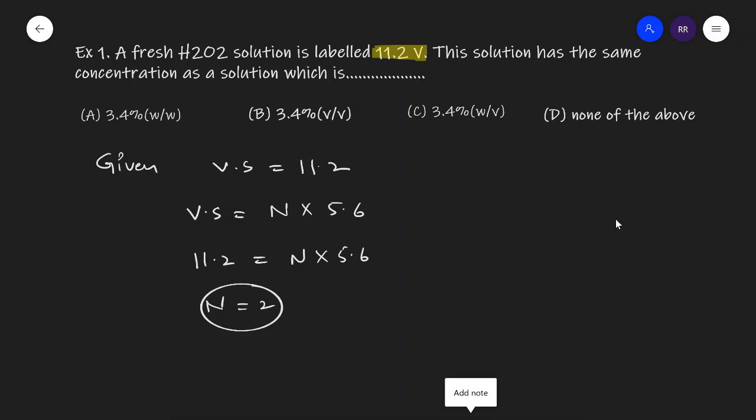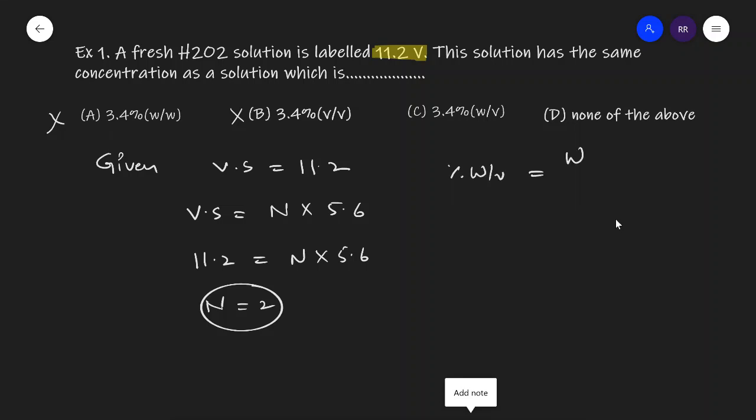Now, if you want to derive the relationship between percentage W by W and normality, one more term is compulsory, that is density. But in the given data, there is no density. So this is not our correct option. And if you want to give the relationship between volume and strength of the solution or normality, it is not at all possible. So it couldn't be the correct answer. But here, this is percentage W by V, weight by volume percentage. So we can give the relationship between normality and percentage W by V. What is percentage W by V? Tell me.